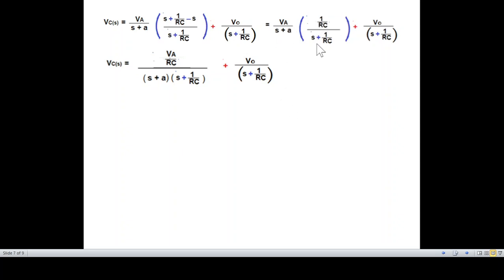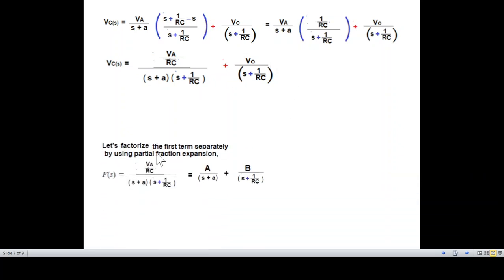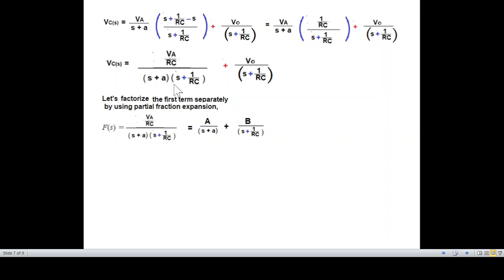And now we multiply this, so it will be VA over RC in the numerator, and these two terms in the denominator, plus the V naught term. Now, since there are two factors in the denominator, we have to use a partial fraction to expand this. So in partial fraction form, we are just treating this portion, calling it Fs. Fs can be written as A over S plus 1 plus B over S plus 1 over RC. I hope you know the partial fraction technique, so we are following that.